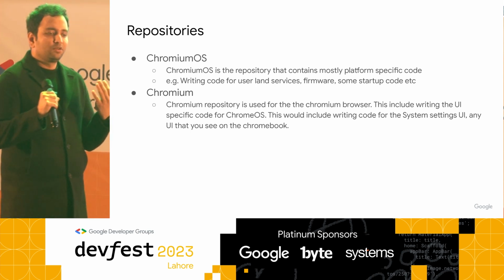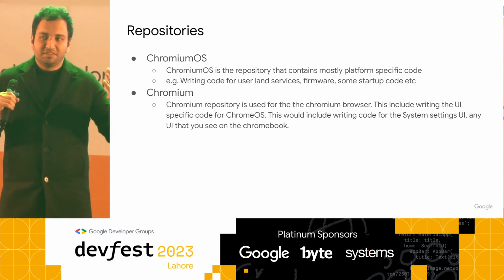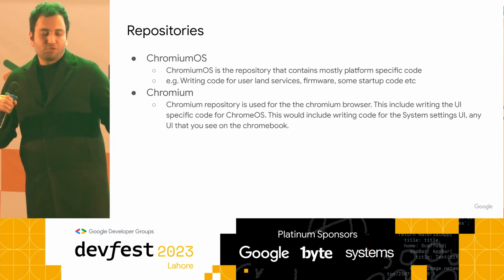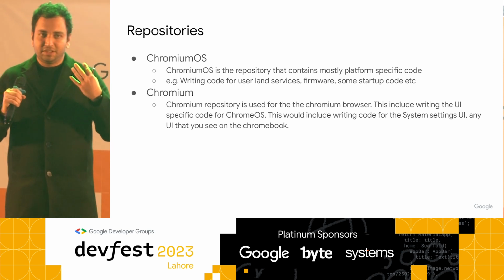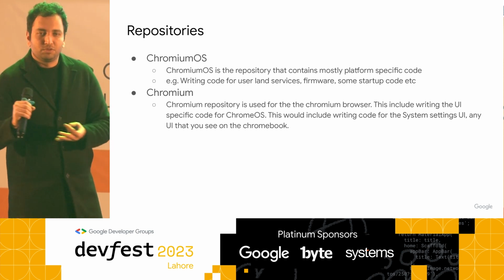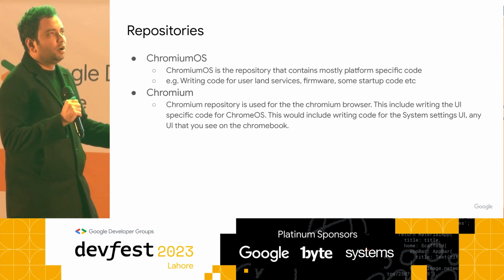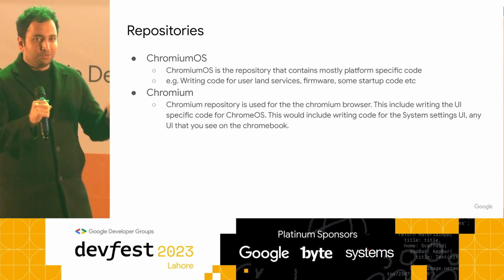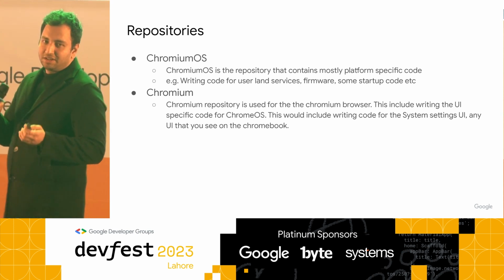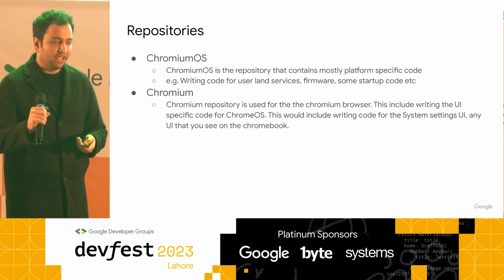So you need code for that hardware and firmware and some startup-specific code. Whereas the Chromium repository is basically also the repository that you have for the Chrome browser. So when you're writing code for Chrome OS, you're basically writing code in the Chrome browser, right? And yeah, let's go ahead.